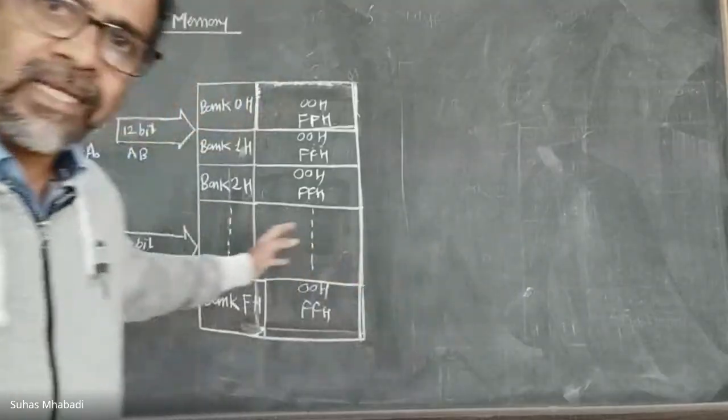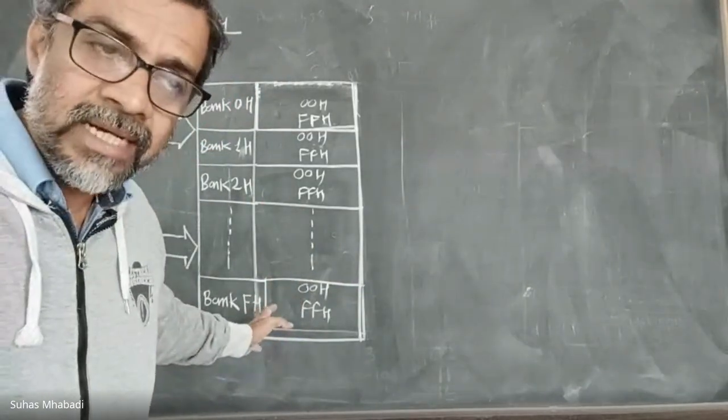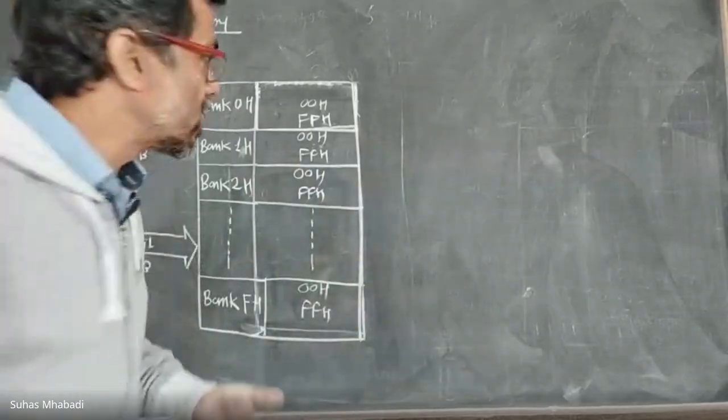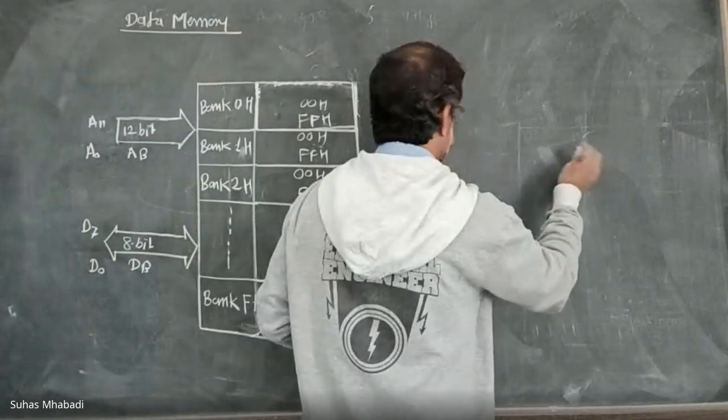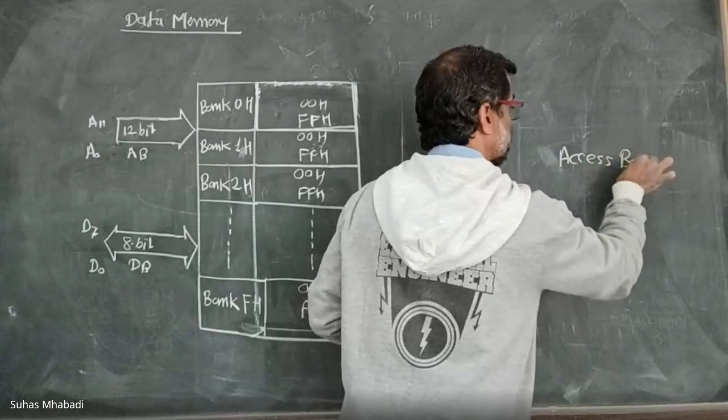But all the banks are there, no? 0 to 15, 16 banks are there. So one more bank is formed and that bank is known as Access Bank.